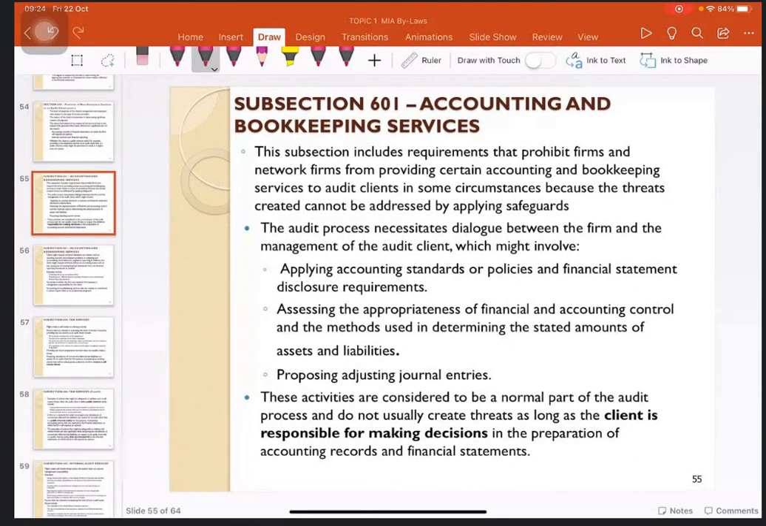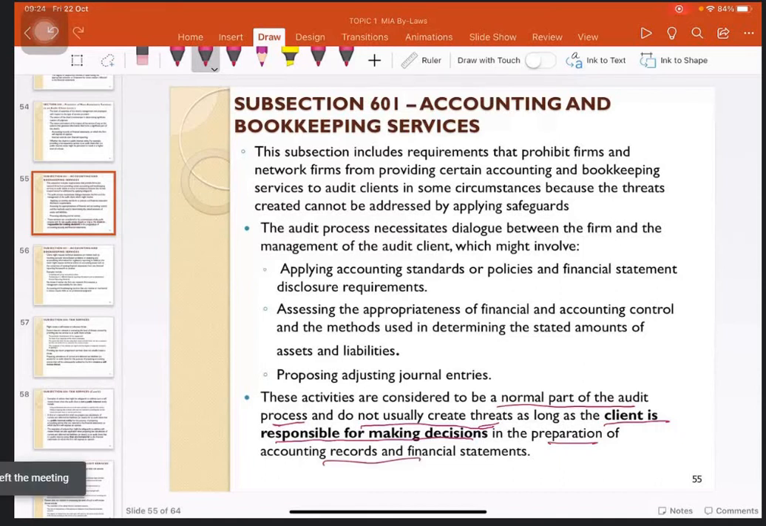Subsection 610 adalah accounting and bookkeeping services. You baca dulu kelas ya. Okay, normally bookkeeping services do not usually create a threat as long as the client takes responsibility for making the decisions in preparing the financial statements.